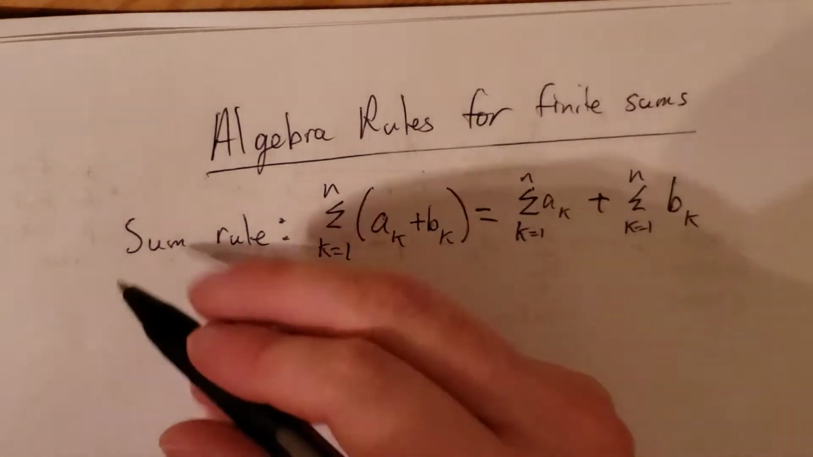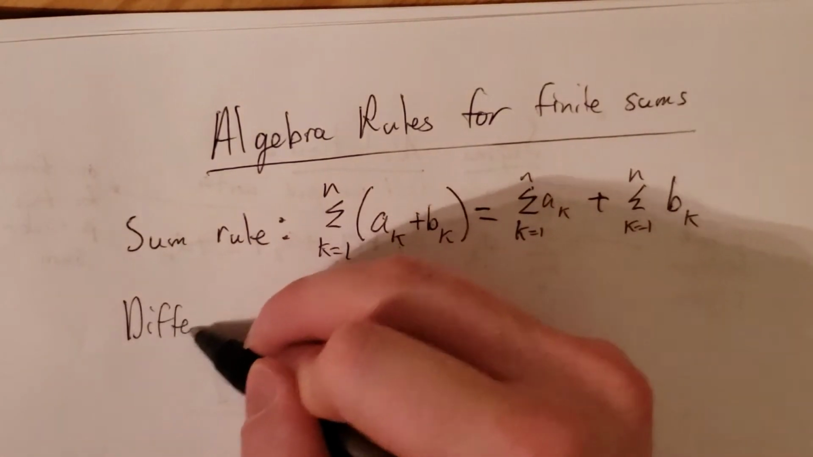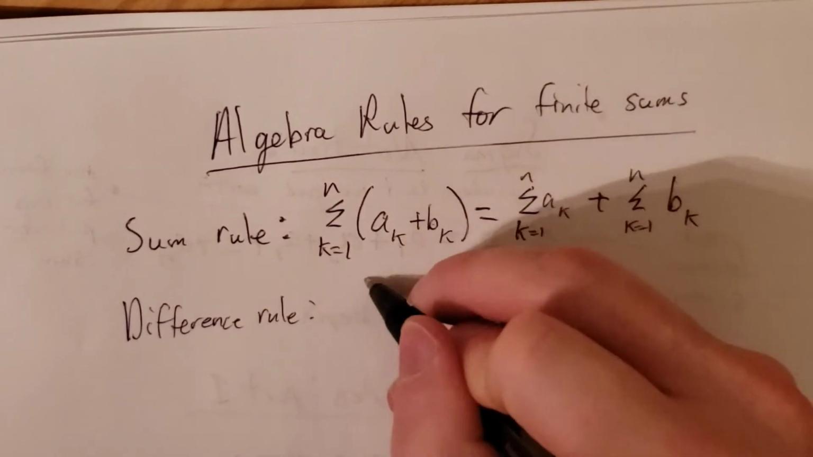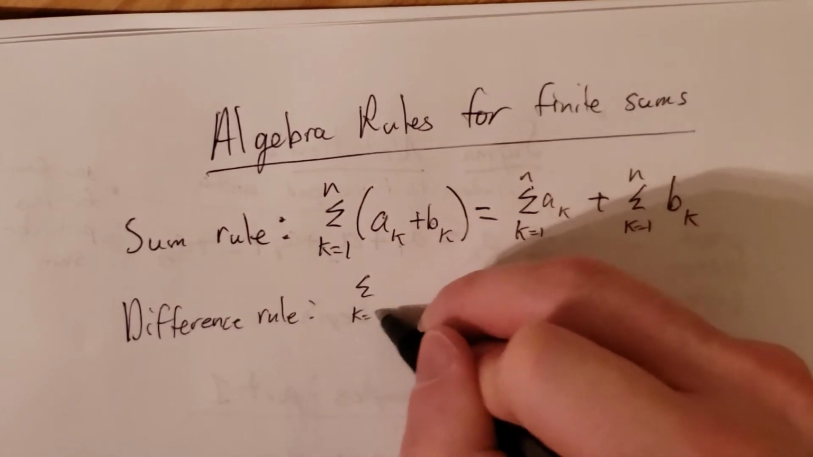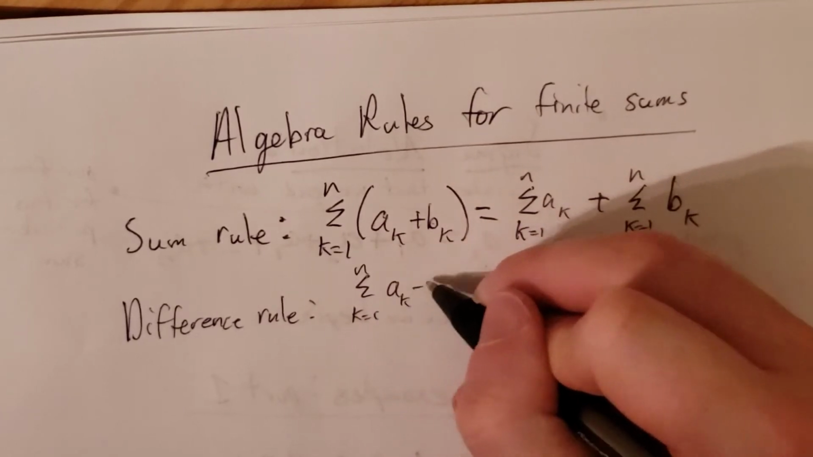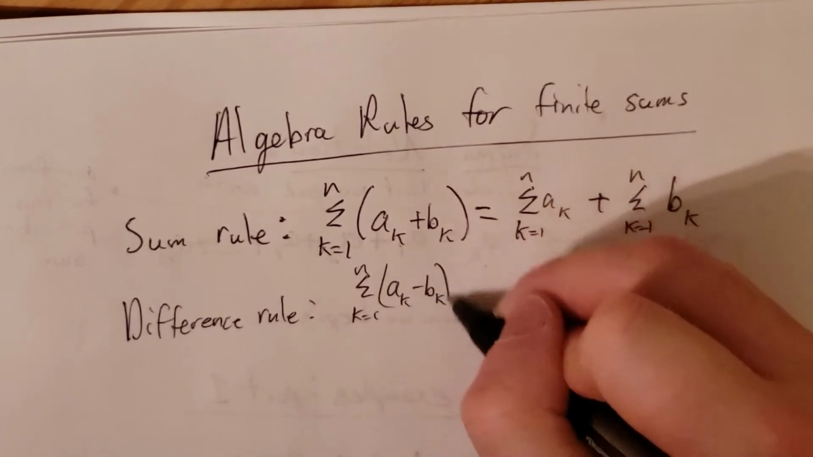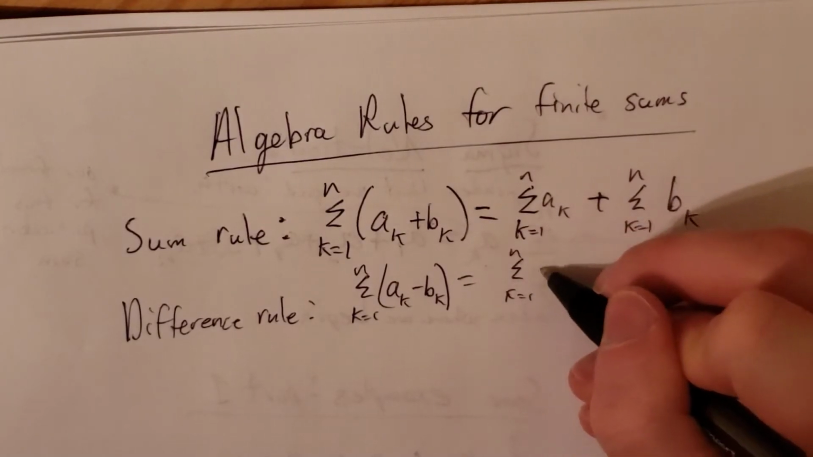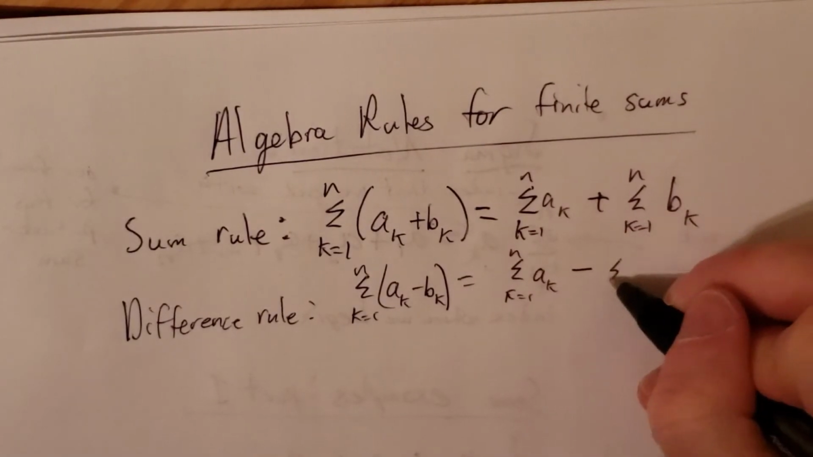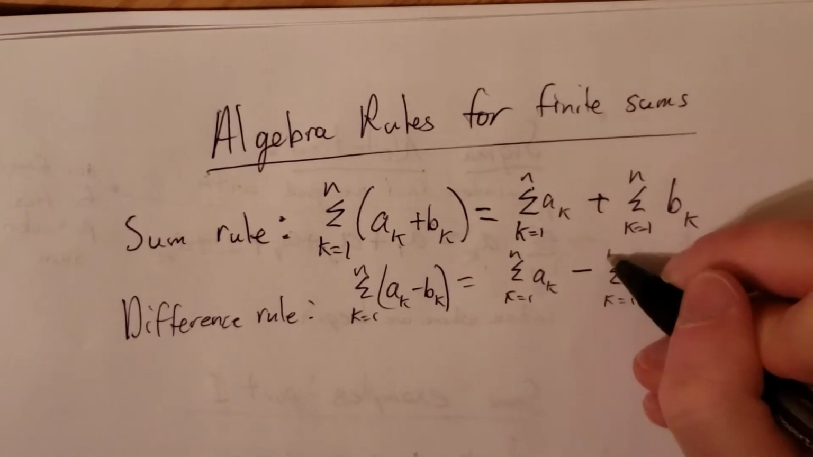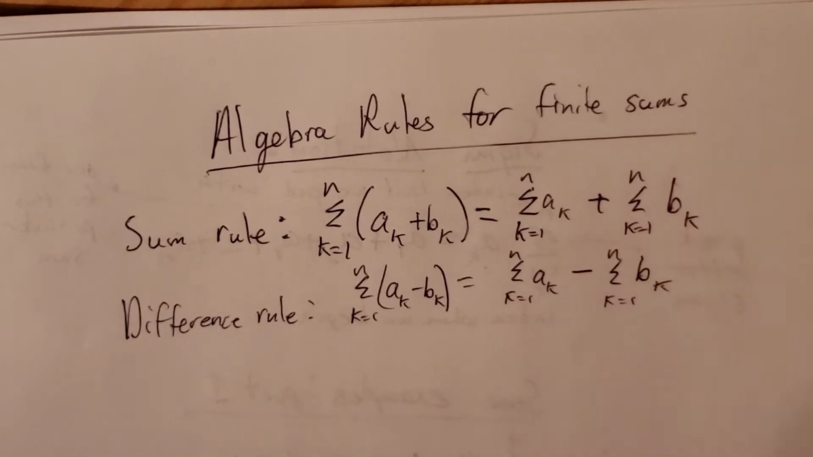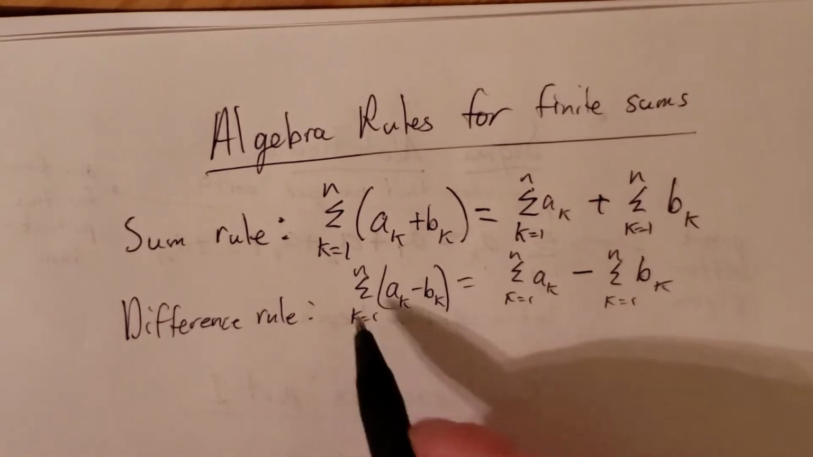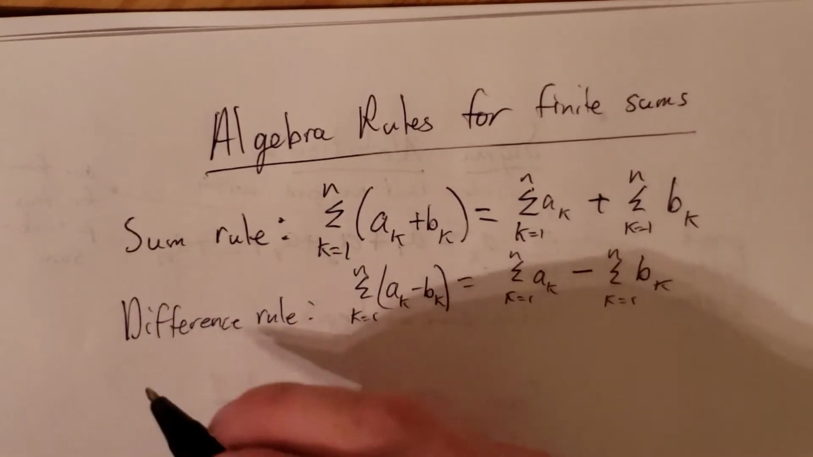All right. We have a similar rule for a difference rule. The sum from k equals 1 to n of a sub k minus b sub k is equal to the sum from k equals 1 to n of a sub k minus the sum from k equals 1 to n of b sub k. So again, we can just separate the addition or subtraction here and do the sum separately.